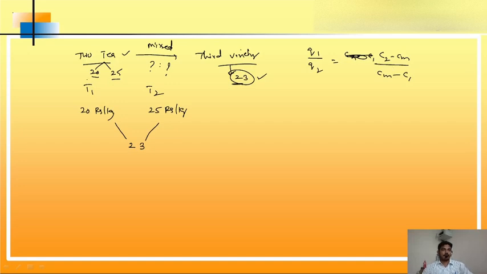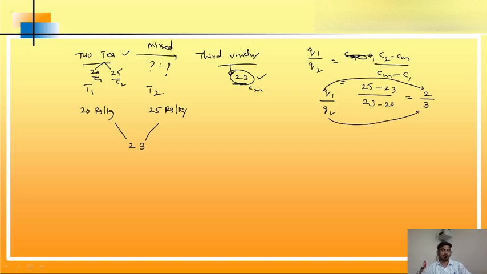Here, 20 is C1, 25 is C2, and 23 is Cm. Now if we substitute the values, C2 is 25 minus 23, divided by 23 minus 20. So we get 2 by 3, and the ratio Q1 to Q2 is 2 is to 3. It means that in order to sell the mixture for 23 rupees per kg, he has to take two parts of type 1 and three parts of type 2.